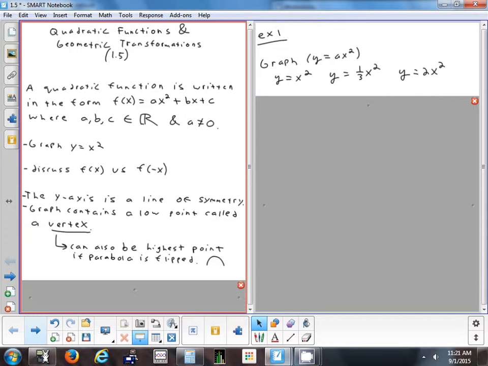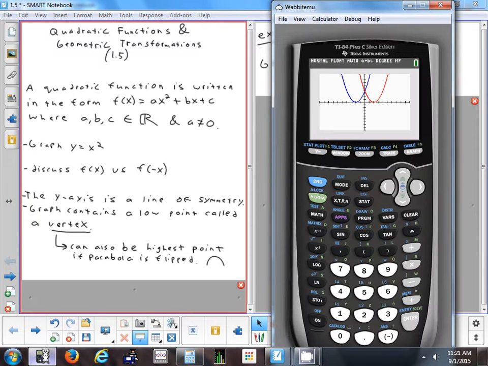Anyone have a guess, or do you think they already know what it might do? Yeah? Will it go wider or narrower? Yep, it is going to stretch it. Let's check. Let's see if it stretches it more vertically or horizontally. So here's x squared. Here's 2x squared. Start with the standard window. Okay, so what we would say there is that 2x squared, the red one, it's been stretched vertically.